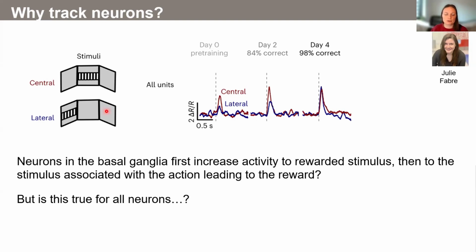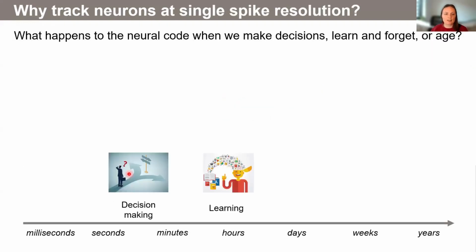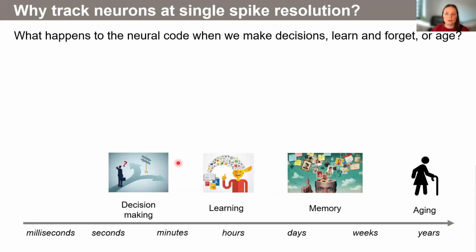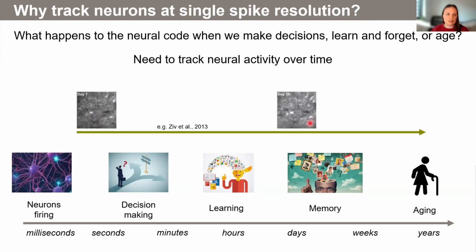To really know if this is true for all neurons, we need to record neurons over time and track them over time. For example, if we want to study decision-making, learning, memory, or aging, we really need to cover this entire scope of time scales. For a long time, people have used two-photon imaging to do this. As you know, with two-photon imaging you can really see the cells over time. If you keep going back to the same field of view, if you're lucky enough, you can find the same cells quite clearly. But of course, two-photon imaging doesn't reach the time resolution that Neuropixels or electrophysiology generally can.